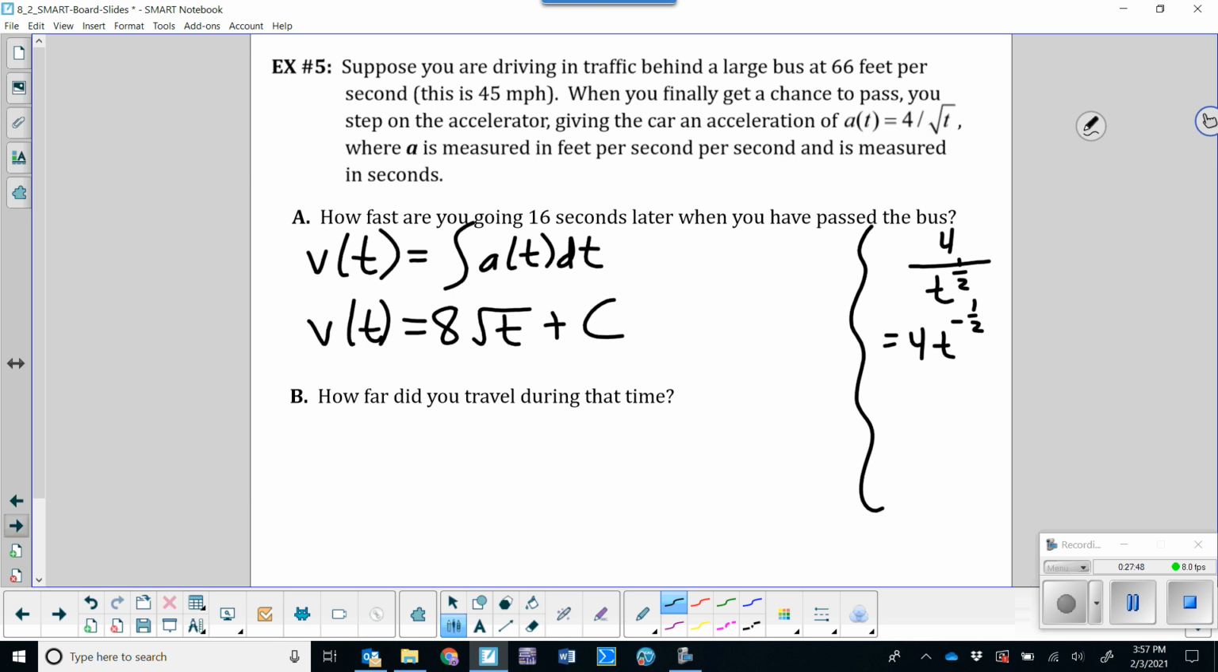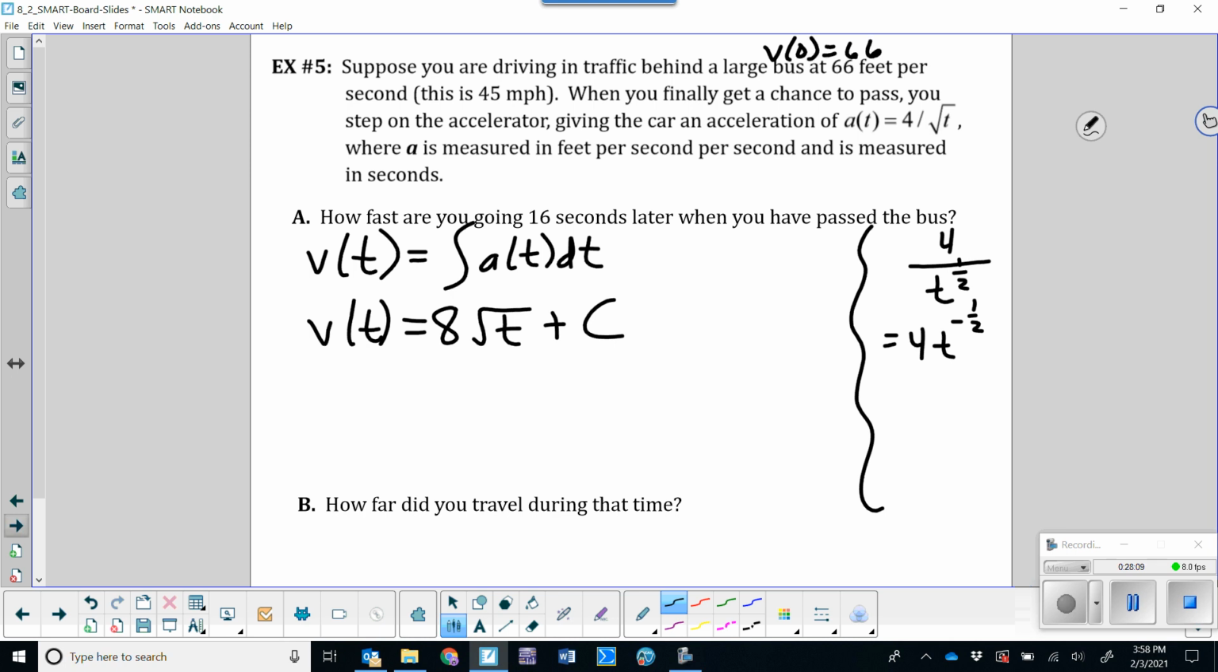If you need more help, then you just work on that on the side a little bit more. Now, that's not the answer because that's just the generic equation for velocity. I need to use my initial condition, which is that v of 0 equals 66. So if I plug in 0, that means my c is just going to be 66. So I get 8 square root of t plus 66. And then the question is, how fast are you going at 16 seconds? So I want velocity at 16 seconds.